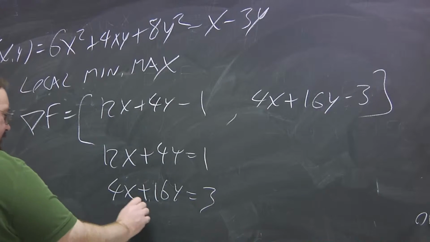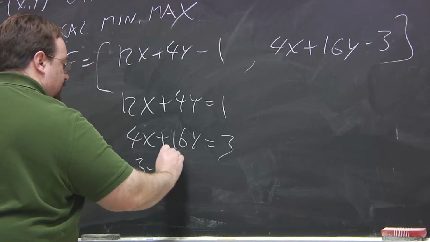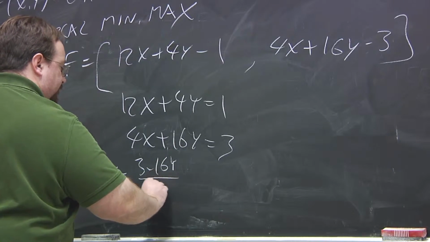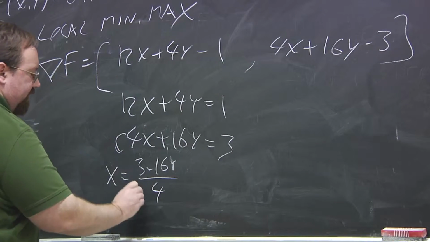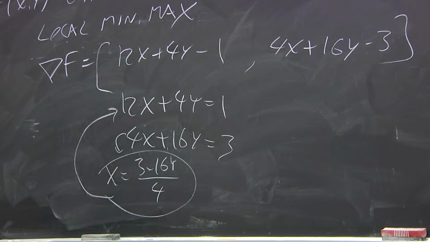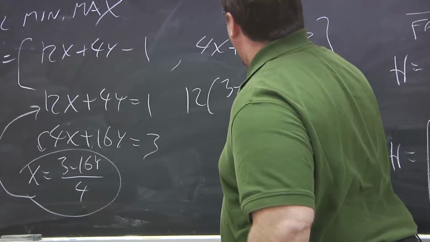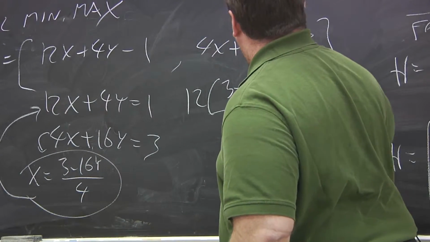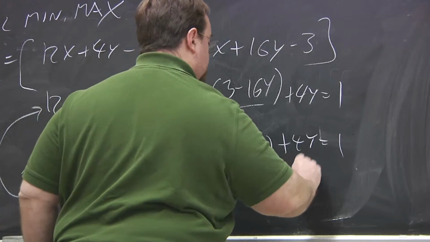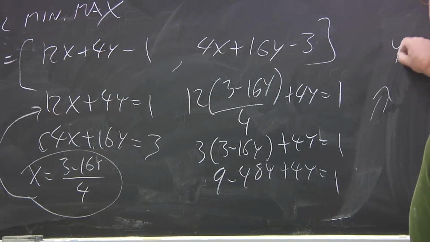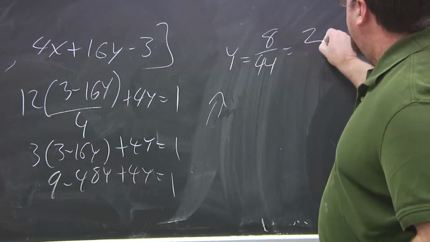So we can take this equation and rewrite x in terms of y. Then the second equation gives us this. We can take that and plug it in to the first equation. So we get 12 times (3 minus 16y over 4) plus 4y is equal to 1. So we have 9 minus 48y plus 4y is equal to 1. What we get is y is equal to 8 over 44, so 2 over 11.